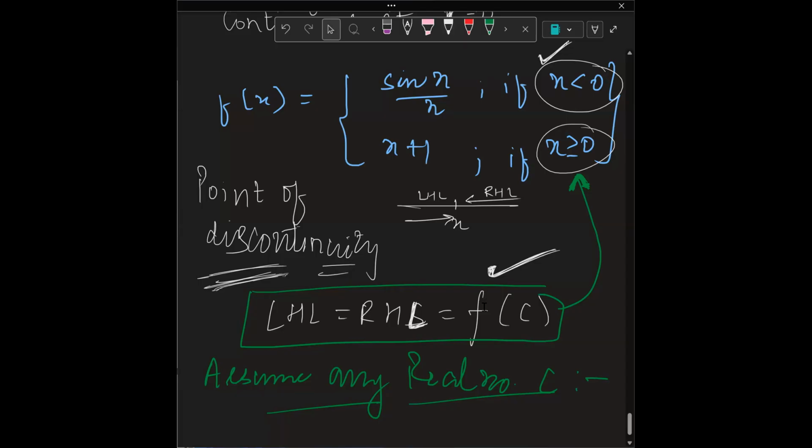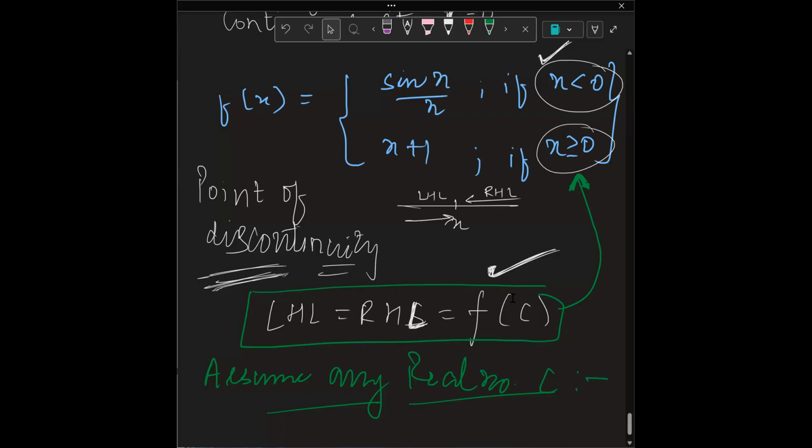So if we have to find LHL, which function should I consider? This one or this one? This is x less than 0. That means we are approaching x from the left hand side, is it? Yes, sir. So I will consider this function.